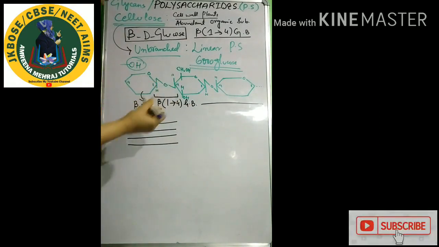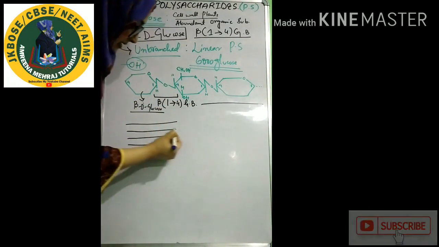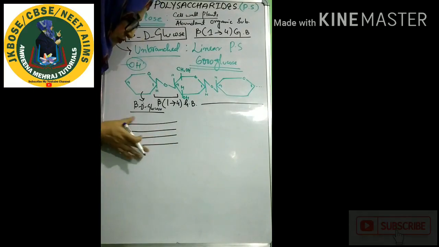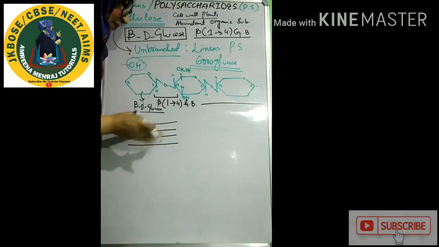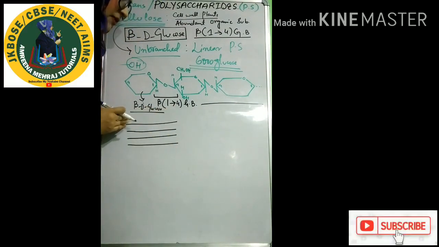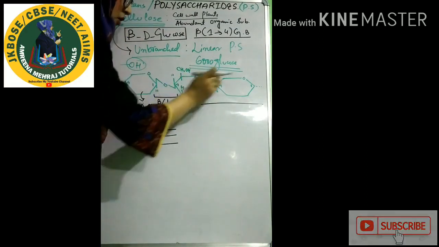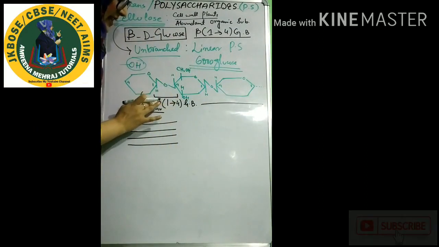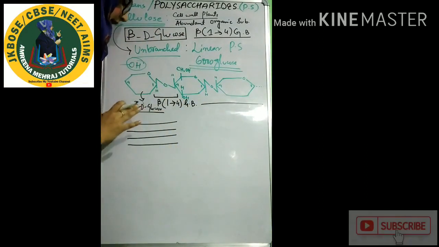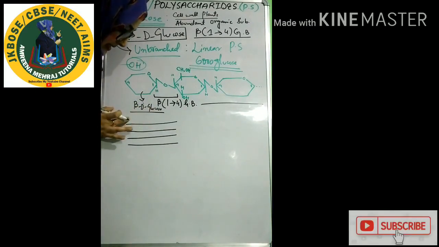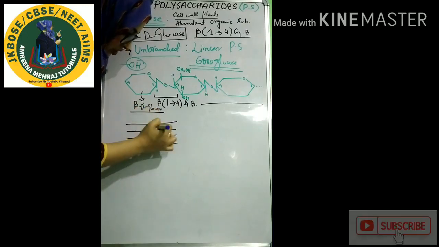So suppose this is one cellulose chain, this is another cellulose chain, this is another. So I've shown 4 cellulose chains for the time being. Each cellulose chain is made up of thousands of beta D glucose molecules attached to each other with the help of beta 1,4 glycosidic linkage.